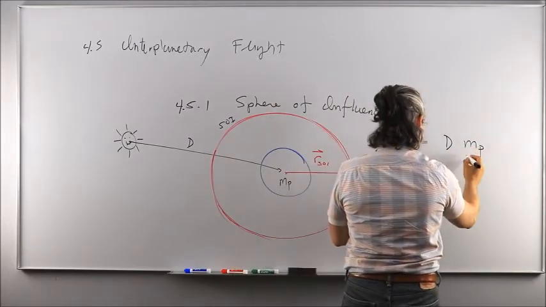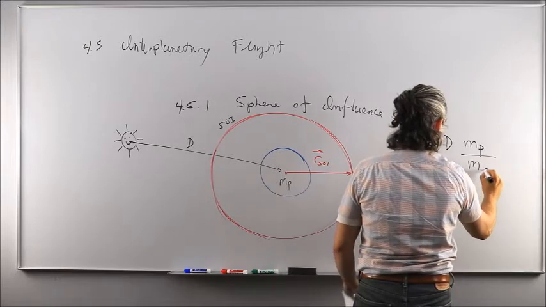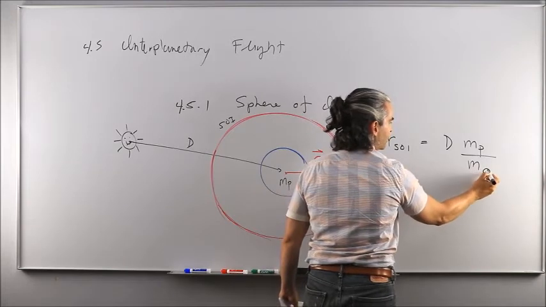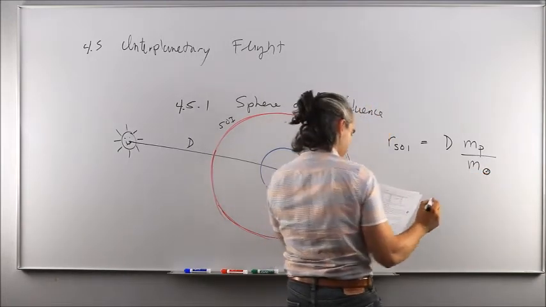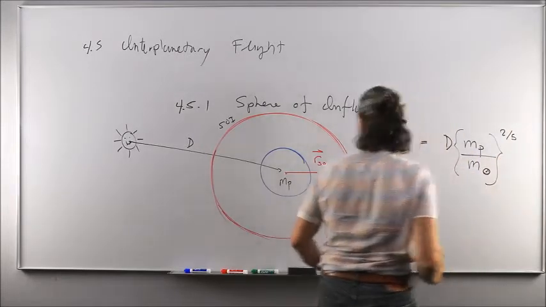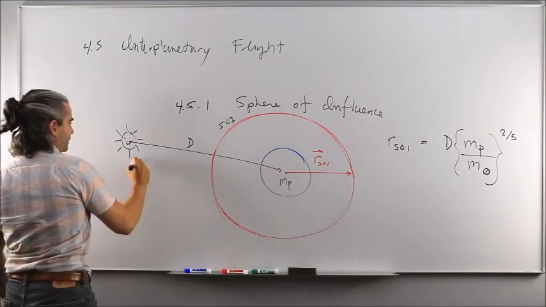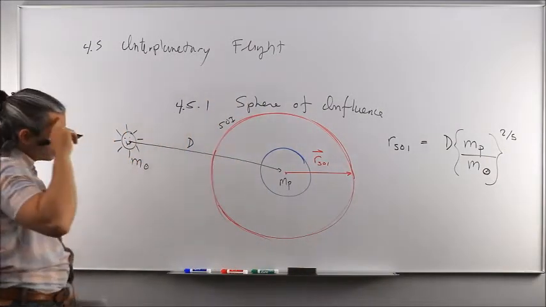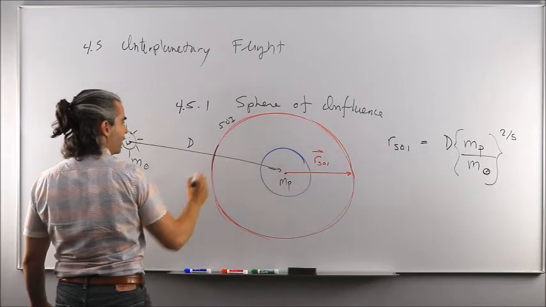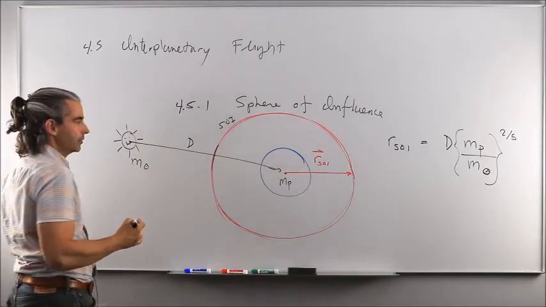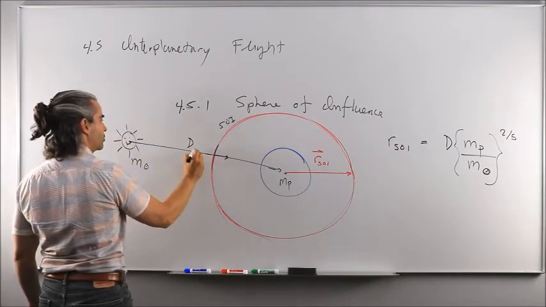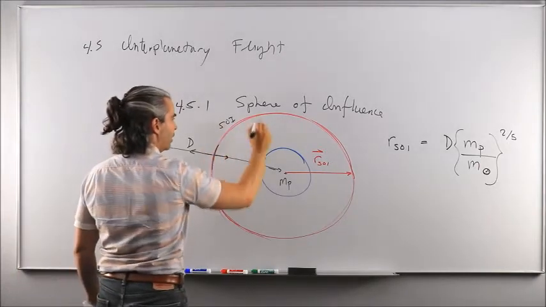times the mass of the planet, MP, over the mass of the sun, and the sun shall be denoted by this symbol, subscript, a circle with a dot inside of it. And you're going to take all this to the power 2 over 5, okay? So this is the mass of the sun right here. So this distance corresponds to the distance at which both gravitational attractions are exactly equal to each other, okay? So the gravitational attraction from the planet being equal to the gravitational attraction of the sun is exactly at RSOI.